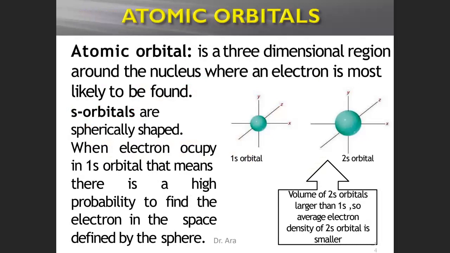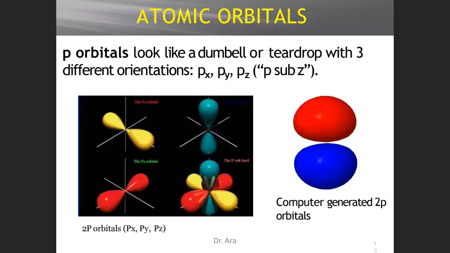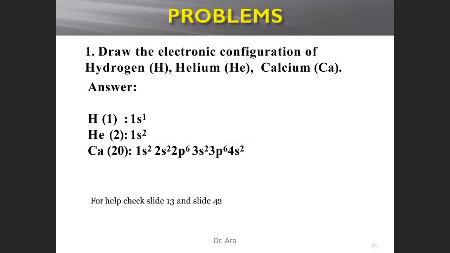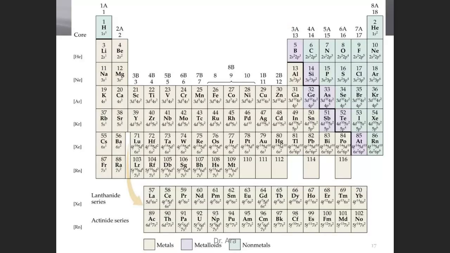And orbital, we know the shape of the orbital. So if you have time, you can see. And here are some examples like hydrogen, helium, and calcium. Sometimes we use shorthand notation, a shorter form. In the periodic table, we have some noble gases like neon, helium, argon.